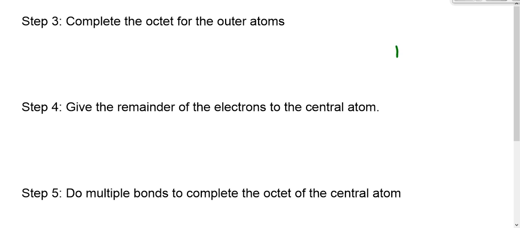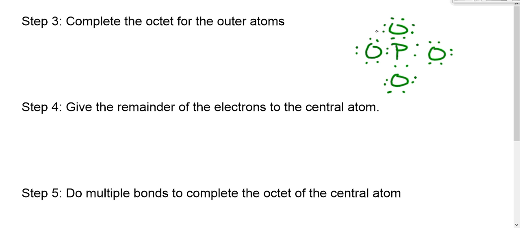So we have at this point a phosphorus with 2 dots for each oxygen. We'll put that back up there for you. All right, now complete the octet for the outer atom. So we're going to go 1, 2, 3, 4, 5, 6, completing up every one of these. So now we have 8 on each of the oxygen, 8 around the phosphorus, so that all looks good. So we got 4 times 8, that is 32 electrons total.